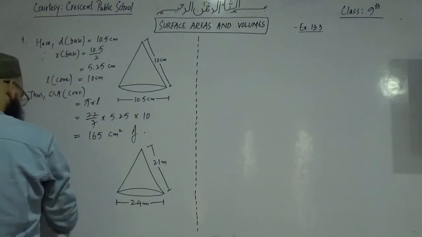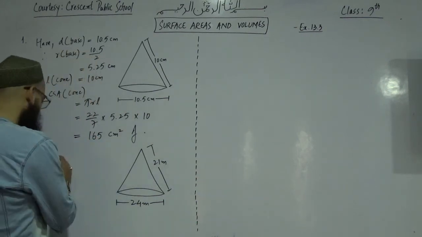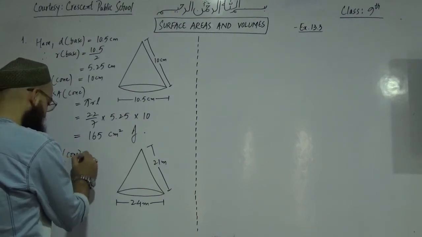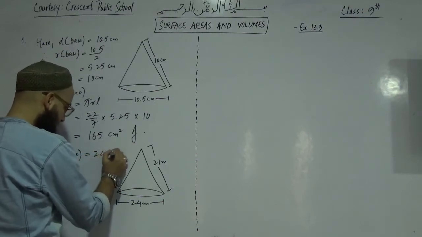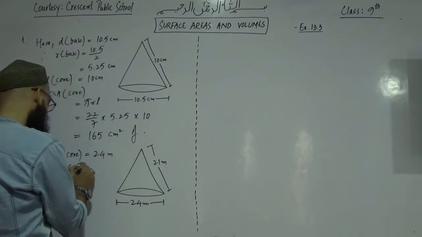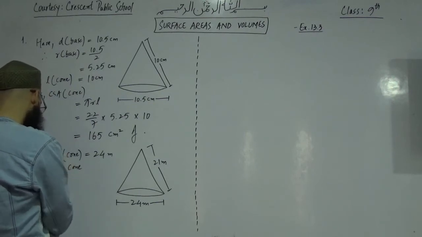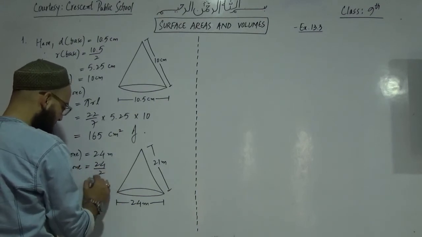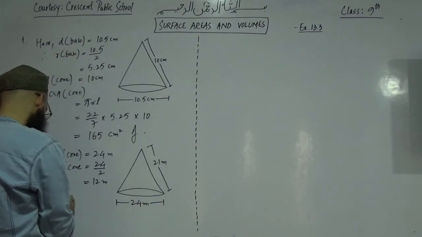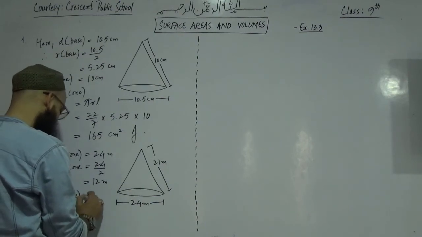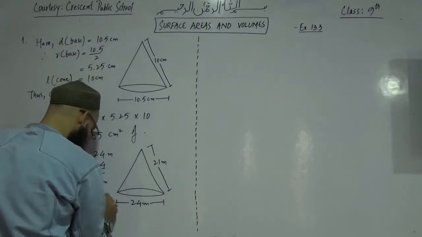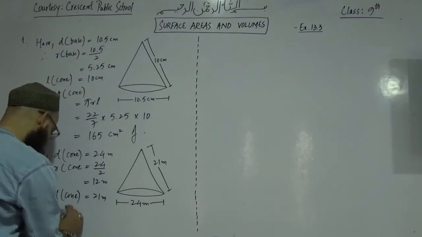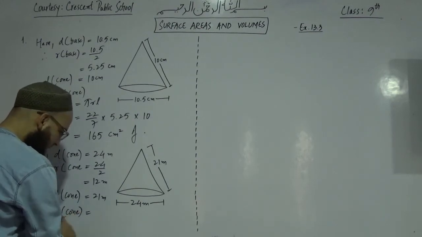Here, the diameter of the cone is 24 meter, which implies that the radius of the cone is equal to 24 by 2, that is 12 meter. Slant height of the cone is 21 meter. Then you will find the height of the cone.